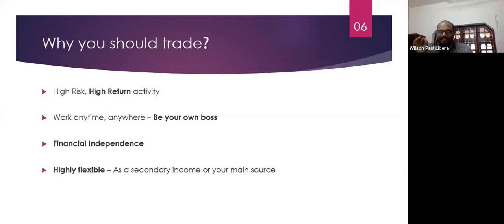Whatever you make, the government will take GST and STT at the time of the trade, and later, after the money comes to your account, they'll also take income tax. So don't worry about that. One of the parties that makes a lot of money out of trading is actually the government. They take a lot of taxes.